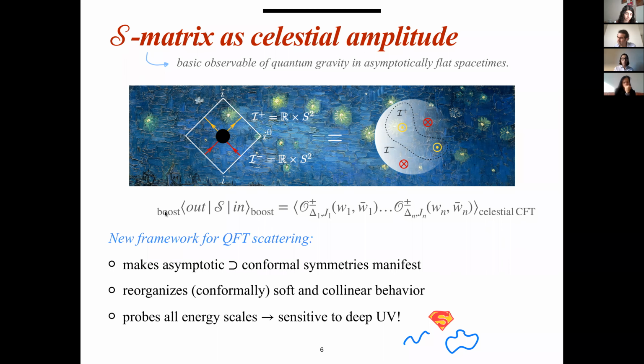But even without talking about holography, recasting the S matrix in this new basis provides us a new framework for discussing quantum field theory scattering. And there are some very interesting aspects that become manifest when recasting the S matrix in this new basis. So these properties are that the symmetries, in particular the ones that we're interested in for holography, such as conformal symmetry, become manifest. Certain limits and universal behaviors of scattering amplitude become reorganized in an interesting way. So this includes soft and collinear behavior of amplitudes. And another interesting aspect is that this new basis here is highly sensitive to the ultraviolet. So it probes all energy scales. And so there's interesting room for supersymmetry and for string theory.